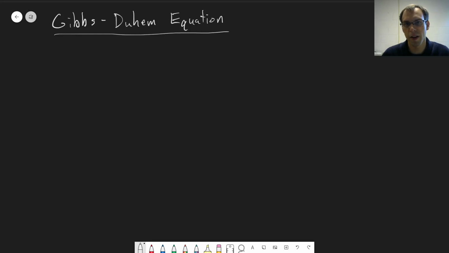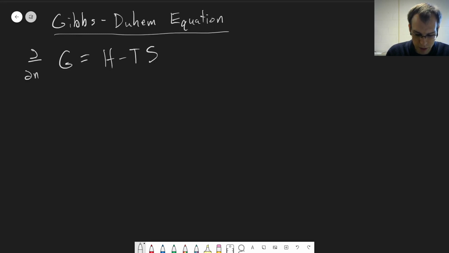So now that we've defined these partial molar quantities, we can use them in many of the same thermodynamic equations that we've derived up to this point for pure substances. So for example, we define the Gibbs energy as G equals H minus TS. We can take a derivative with respect to the number of moles of substance J in a solution, and I'm leaving off the fact that we're holding temperature and pressure, et cetera, constant. But we can write that's equal to dG/dnJ.